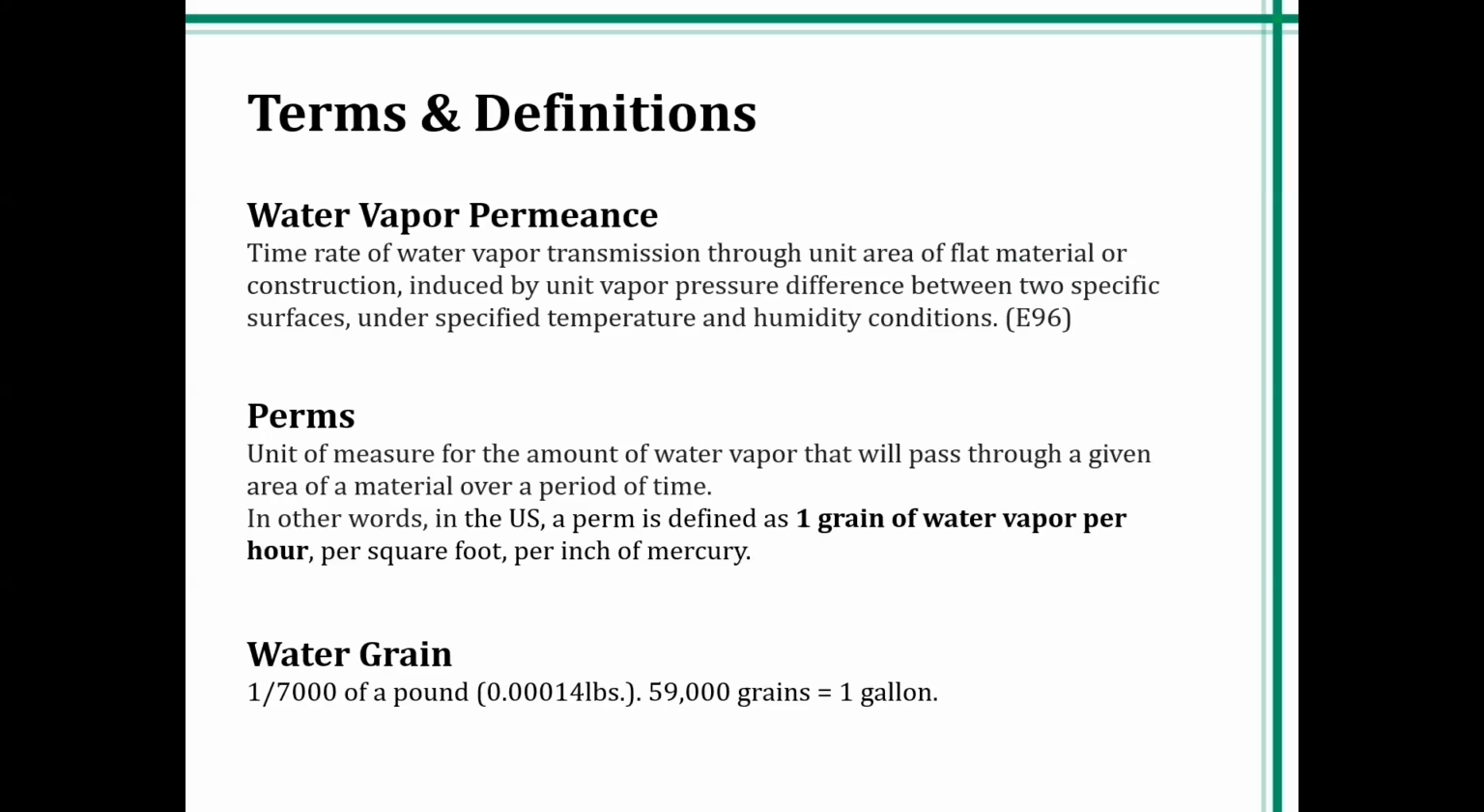I'm presuming most everybody knows the term perms. Grains and perms are roughly synonymous with each other. So if we have a material or construction, an air barrier, that is defined as 1 perm or even less than 1 perm, we're not realizing a lot of water vapor diffusing or migrating through that material. That's an interesting factoid that will become clearer as we move on.